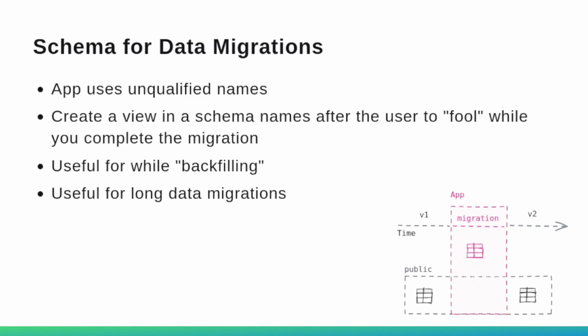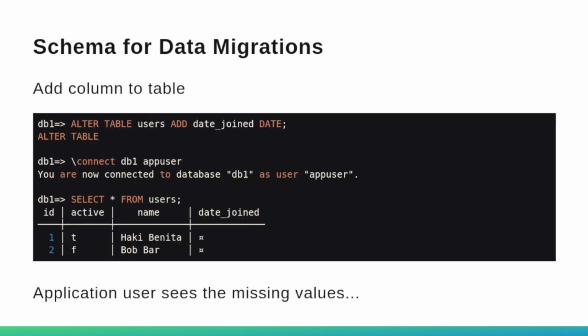So you want to fool the application into thinking the data has a certain structure until you finish your migration. Let's look at an example that would be the easiest to demonstrate. Let's say that we want to add a date joined column to our users table. This column should keep track of when the user first signed up to our service. Now we can't populate this data immediately because we don't have this information. So when we add this column, it is initially empty.